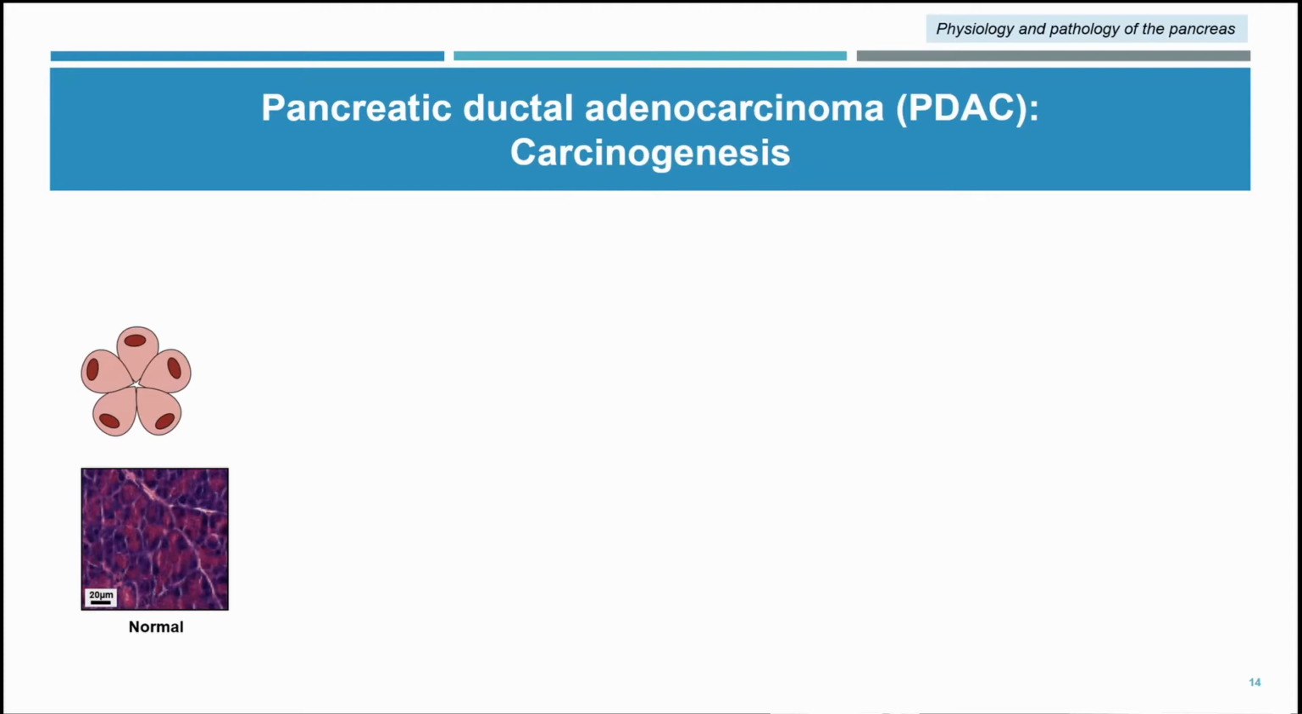As for the development of pancreatic cancer, there is still a debate on which cell is at its origin, but many studies suggest that acinar cells are the culprit.